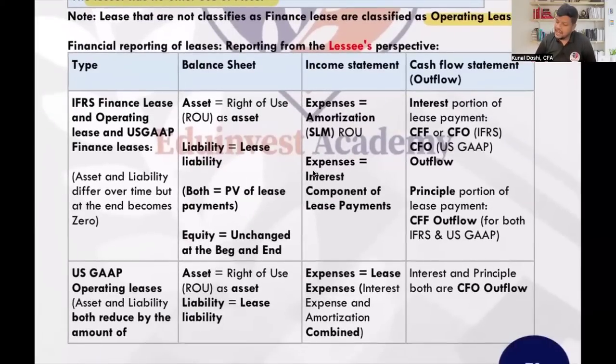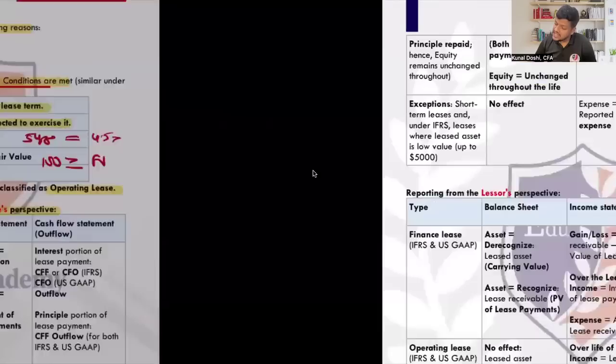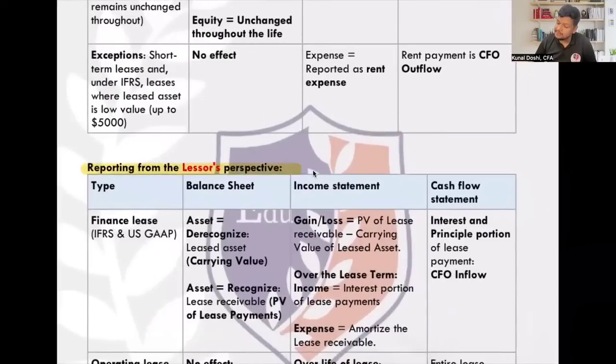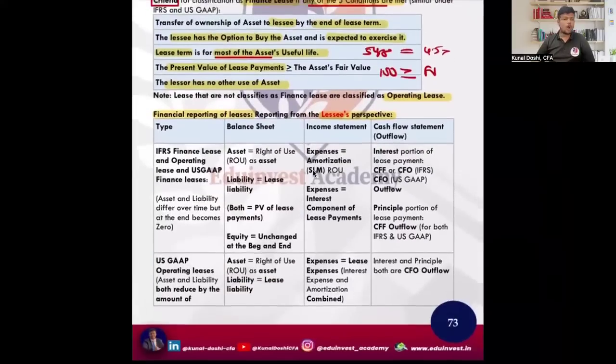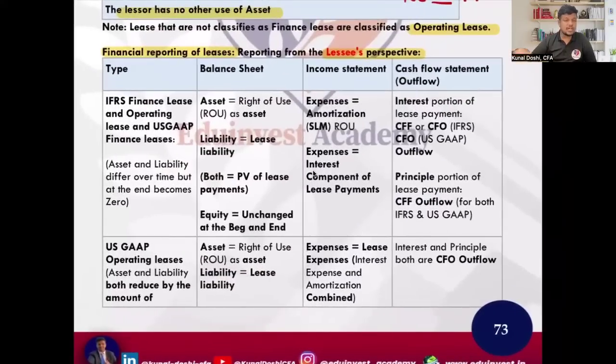Now, with regards to financial reporting of lease for the lessee, and then you have financial reporting of lease from the lessor's point of view. Now, there's a lot of things to be understood here. I don't expect this technicality to come in the exam. They are hardly going to ask you 1 or 2 questions from this topic. Okay. But it's very complicated. I've summarized into the table what will be the effect on the balance sheet, income statement, and cash flow for the lessee. Lessee, the one who has leased the asset, right?